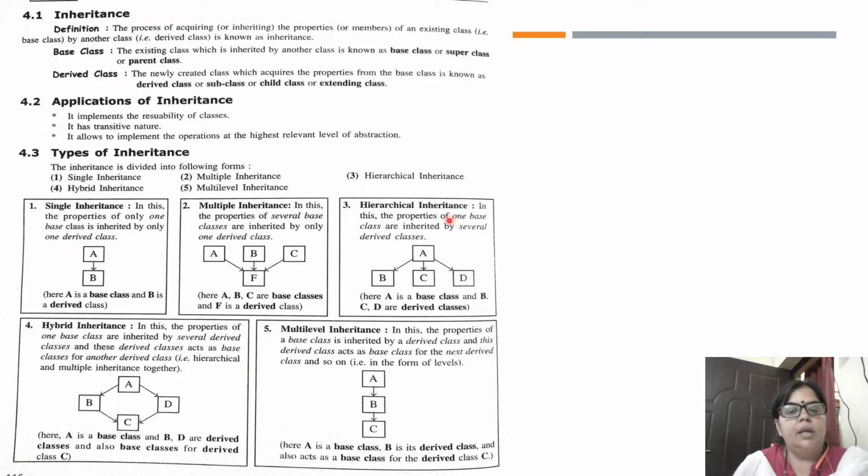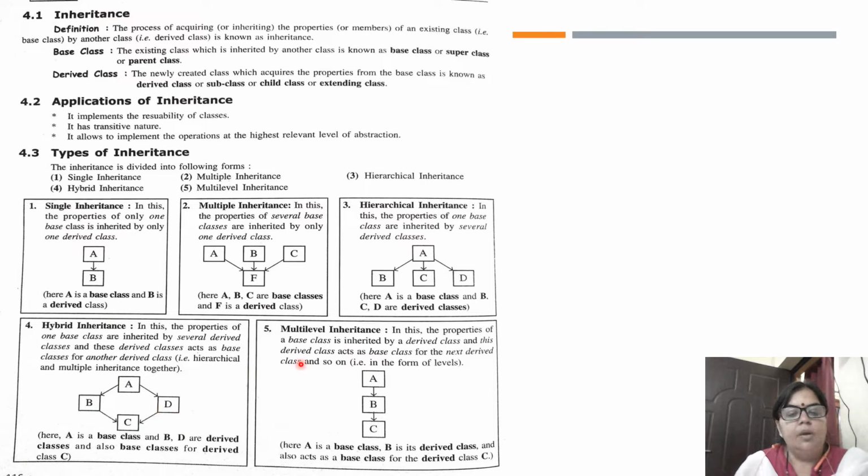In hierarchical inheritance, there is one base class and there are several derived classes inherited from it. Here A is the base class and B, C and D are the derived classes. In hybrid inheritance, the properties of one base class are inherited by several derived classes, and those derived classes act as a base class for another derived class. Here A is a base class and B and D are its derived classes. Again there is C. C is the derived class of D and B. For C, B and D are the base classes.